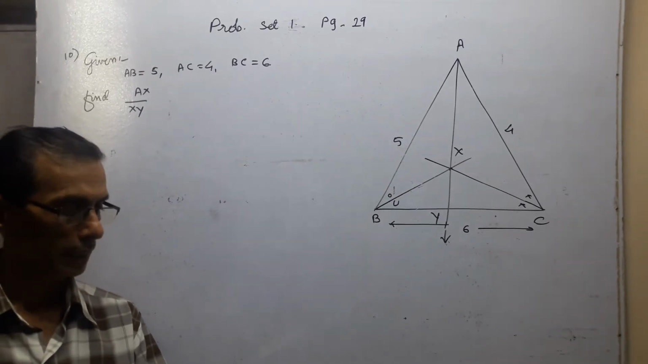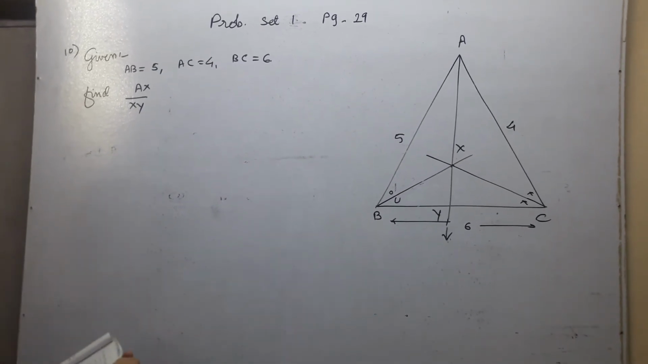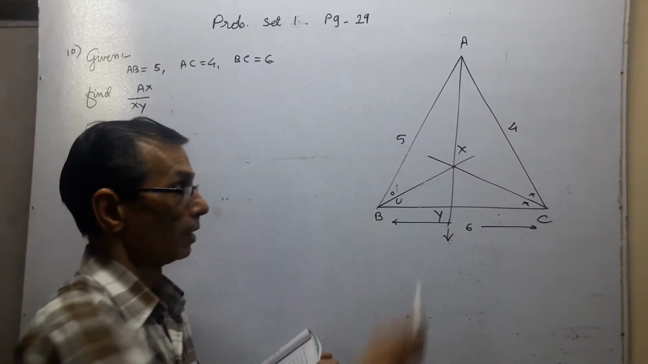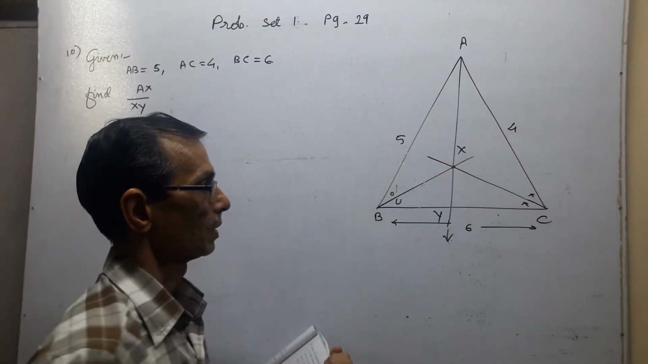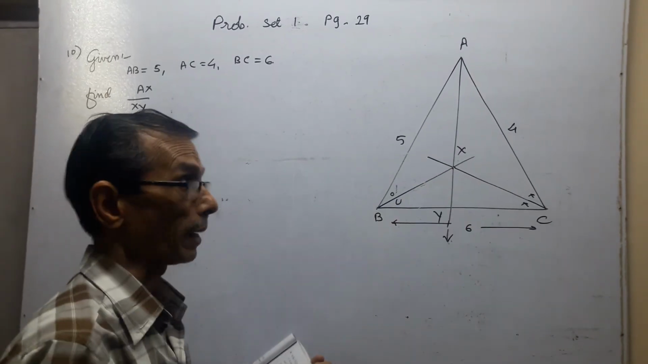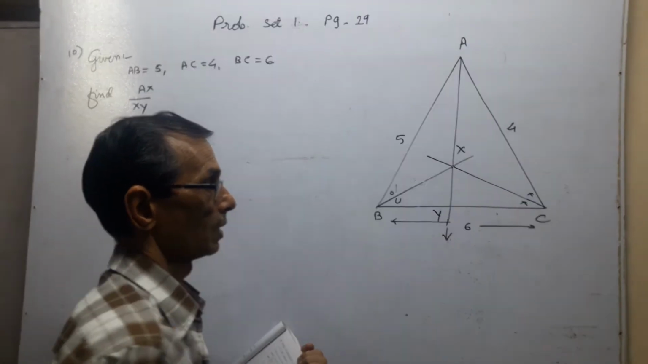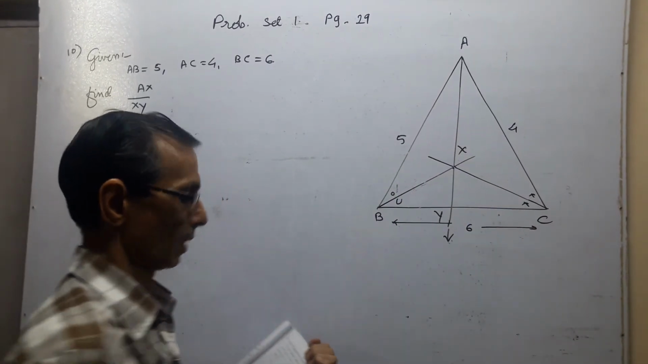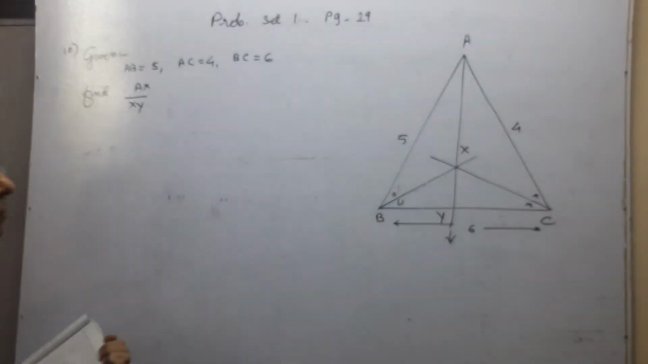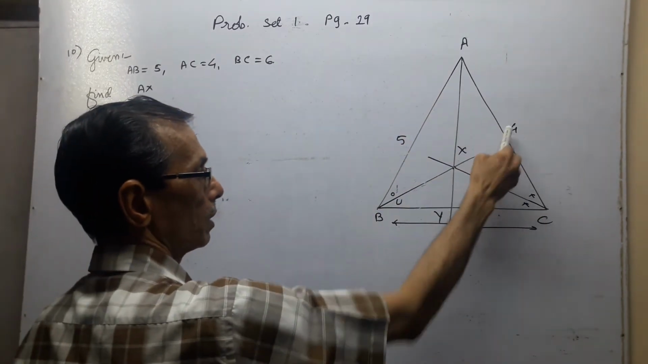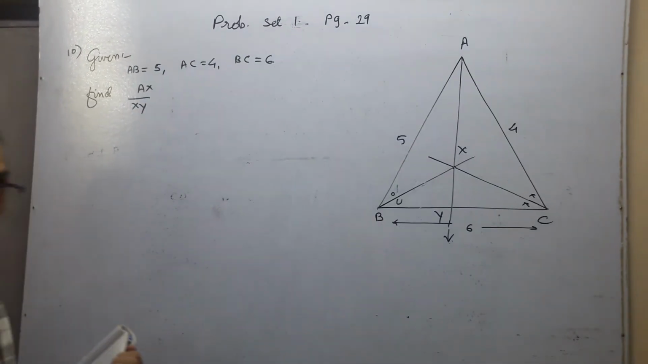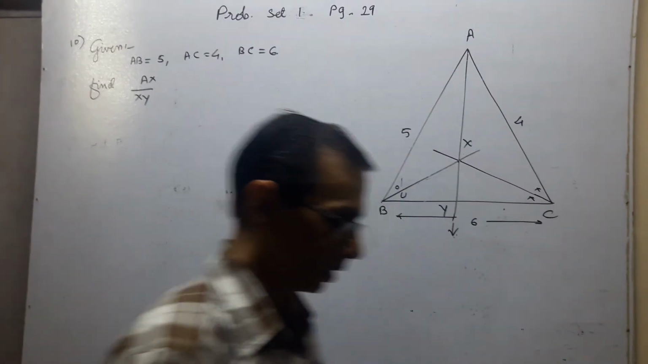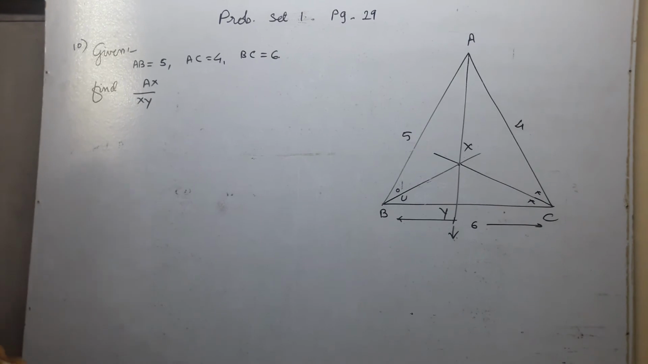Now let us take sum 10 on page 29. The diagram is given here. In sum 10, in triangle ABC, BX is a bisector of angle ABC, and CX is a bisector of angle ACB, and they are given AB 5, AC 4, and BC 6. We have to find the ratio AX upon XY. This ratio we have to find. Now see how to find it.